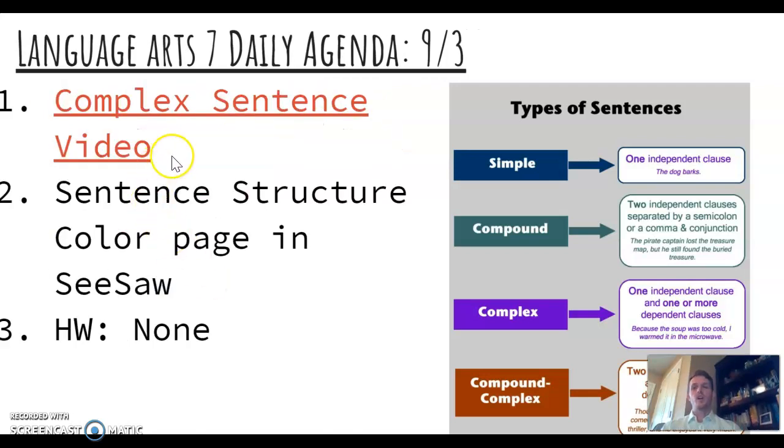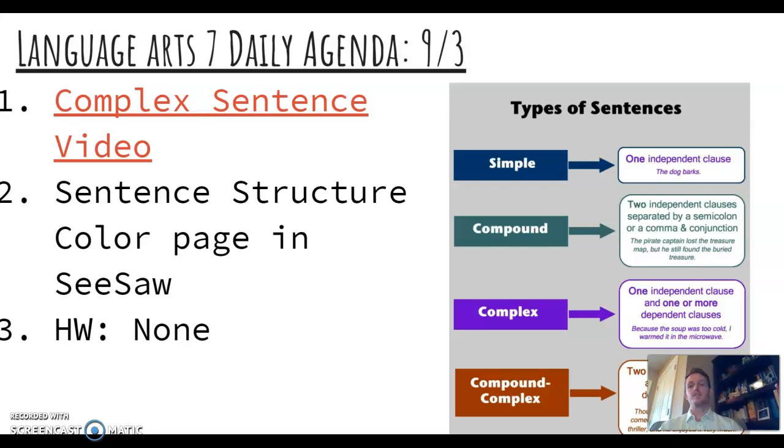On Thursday, we'll go over our third type of sentence, which is complex, and then students will be identifying sentence structures of simple, compound, and complex. We'll see if students understand that by completing a color page in Seesaw, where they have to color the appropriate object the appropriate color, whether it's a simple, compound, or complex sentence.